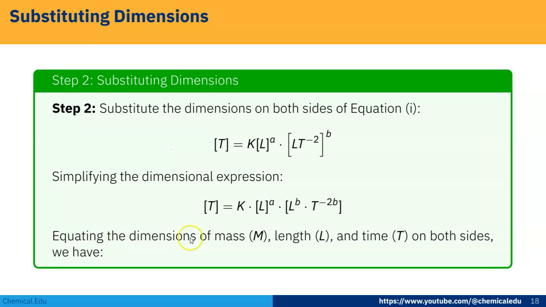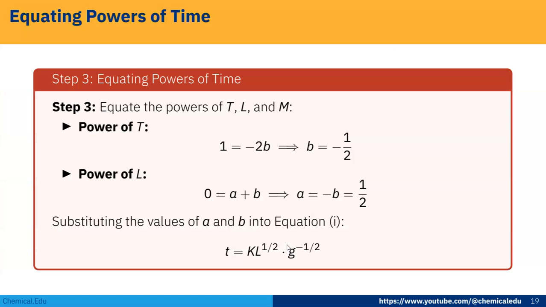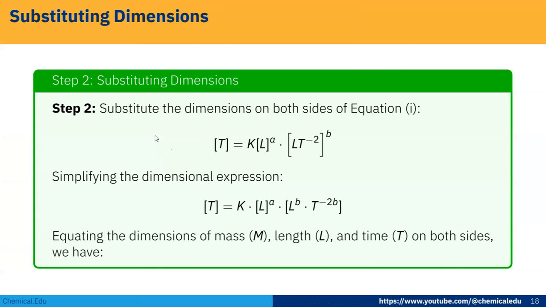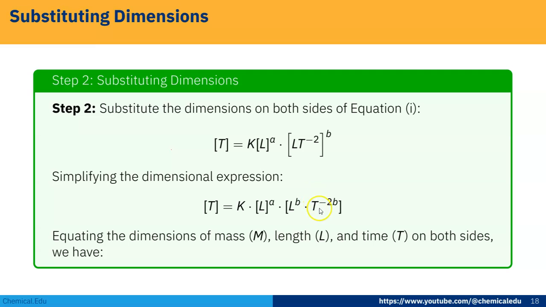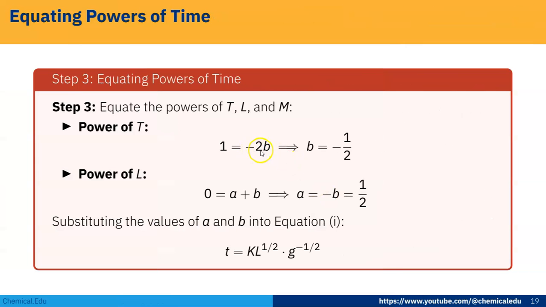Now equating the dimensions of mass, length and time on both sides. So if you see here, the power of T on the left hand side is 1, and on the right hand side it is minus 2b. So we can write 1 is equal to minus 2b. So from that, b will be minus 1 by 2.